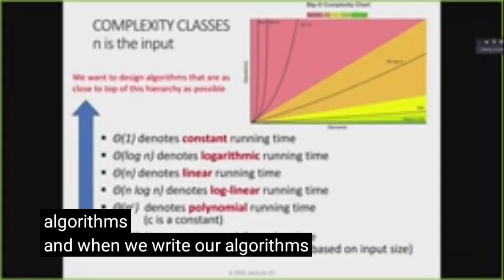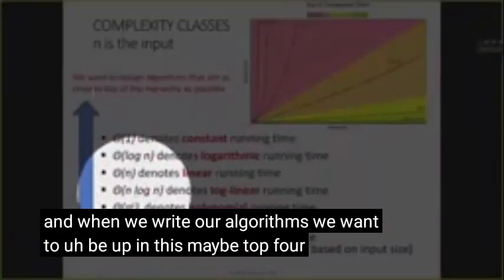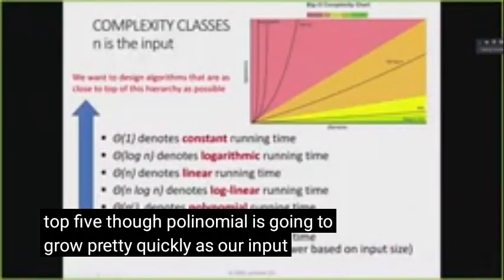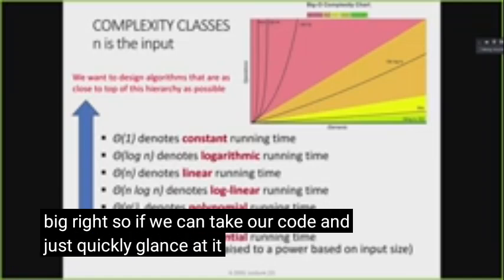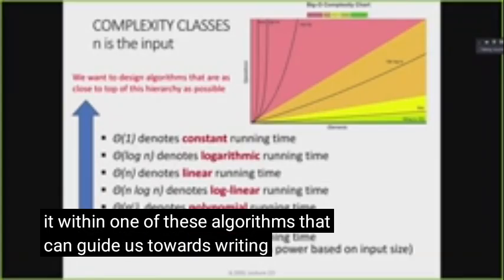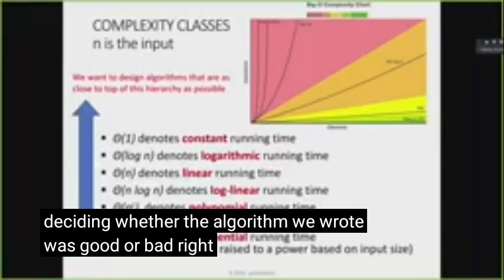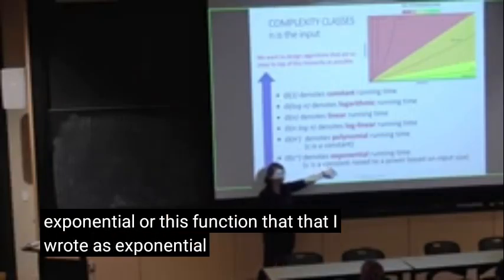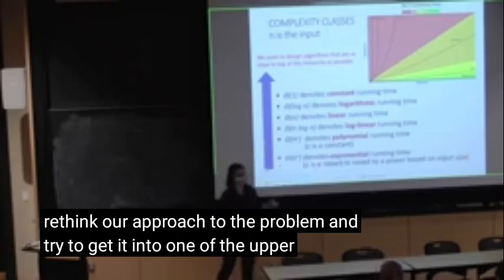And when we write our algorithms, we want to be up in this maybe top 4, maybe top 5, though polynomial is going to grow pretty quickly as our input gets big, right? So if we can take our code and just quickly glance at it and classify it within one of these classes, that can guide us towards deciding whether the algorithm we wrote was good or bad, right? If we glance at it and say, hey, this function that I wrote is exponential, maybe we want to rethink our approach to the problem and try to get it into one of the upper complexity classes.